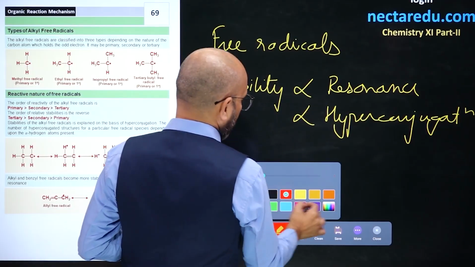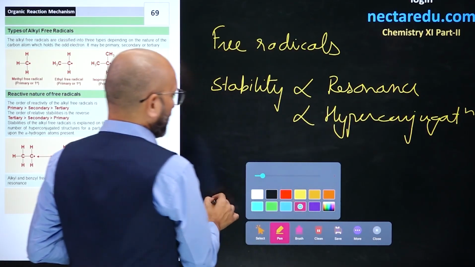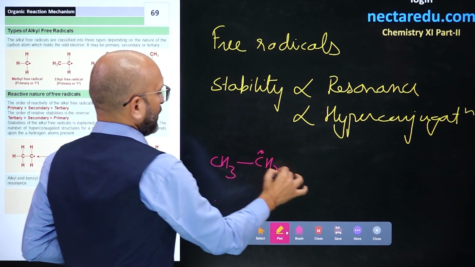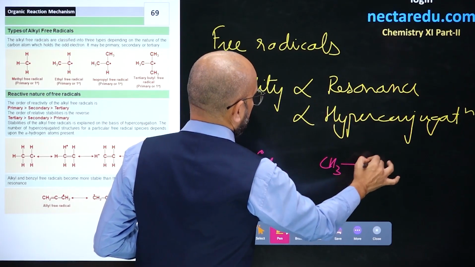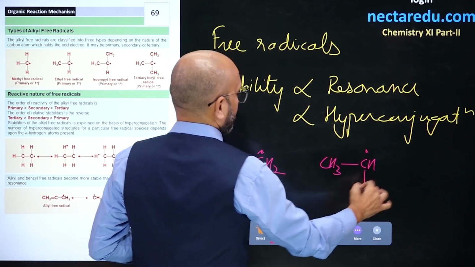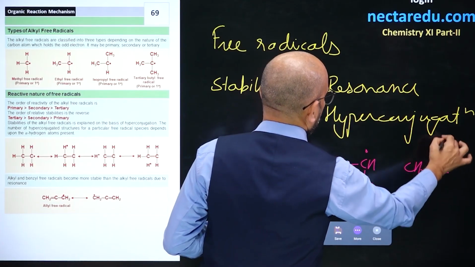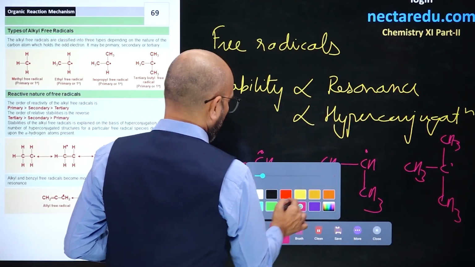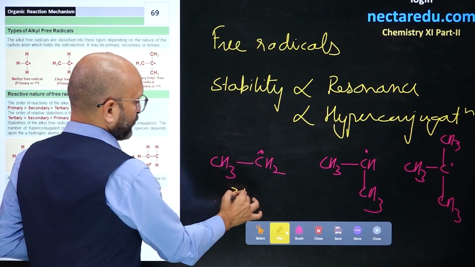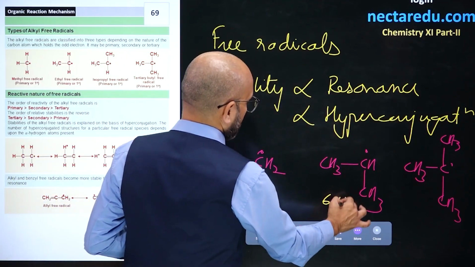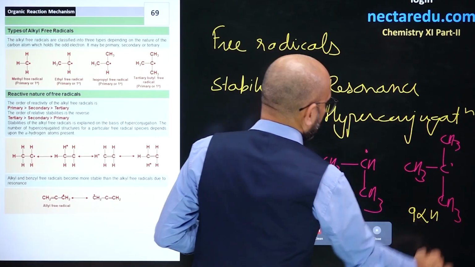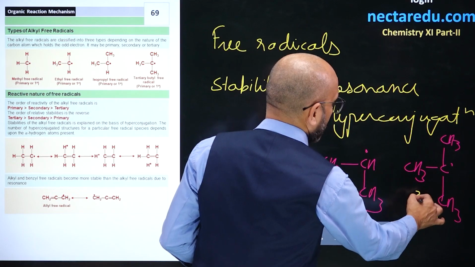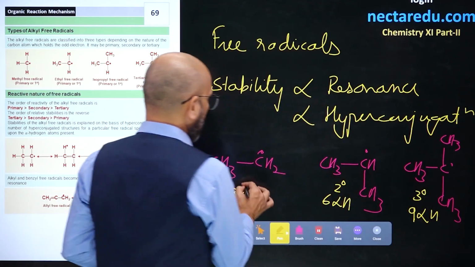For example, if I compare, let's say, this free radical CH3CH2 free radical, then we have CH3CH free radical, then we have tertiary butyl free radical. So in these 3 examples you can check what we have. Here we have 3 alpha hydrogens, here we have 6 alpha hydrogens, here we have 9 alpha hydrogens. So this one is a tertiary free radical, this is a 3 degree free radical, this one is a 2 degree free radical, this is a primary free radical.